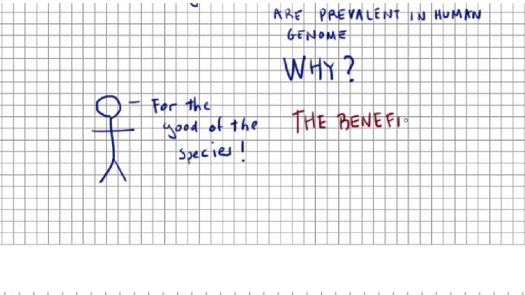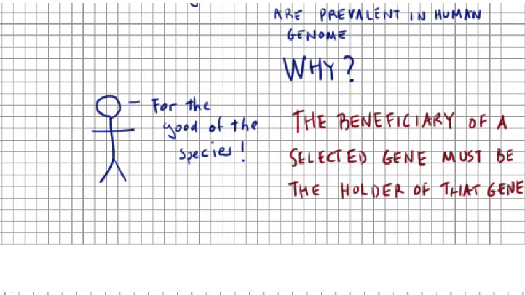The beneficiary of a selected gene must be the holder of that gene. If I have a gene that causes me to be particularly successful at surviving, I am the one that benefits, not the rest of my species. I'll survive better than most, have more offspring than most, and that gene will be at a greater representation in the next generation as a result. If I'm the first one in my species to have this gene, natural selection will be a real force that increases the frequency of the gene until it becomes prevalent, if not fixed, in the human species.